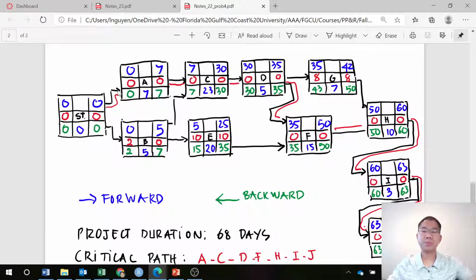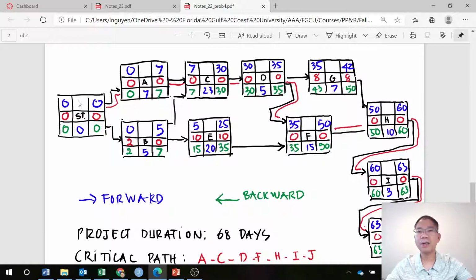So there is a trade-off between those two. The early start and late start schedules give you information on where I should start a certain activity, but still make sure the project stays on schedule, in this case 68 days. So with that, let me start with the early start schedule and late start here.